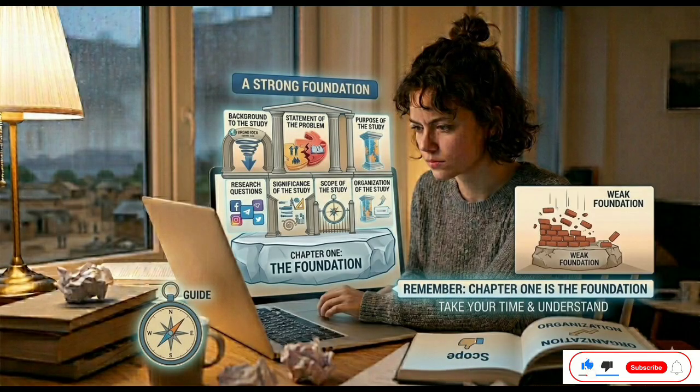To summarize, Chapter 1 usually contains background to the study, statement of the problem, purpose of the study, research objectives, research questions, significance of the study, scope of the study, and organization of the study. Remember, Chapter 1 is the foundation of your entire research project. If the foundation is weak, the rest of the work becomes difficult. Take your time and understand each section properly.